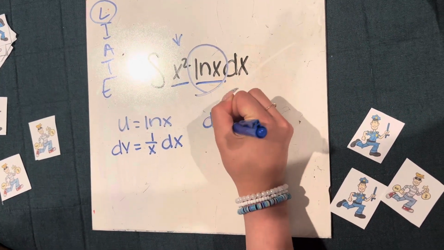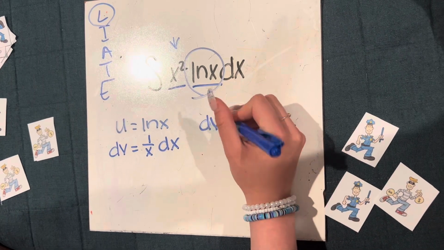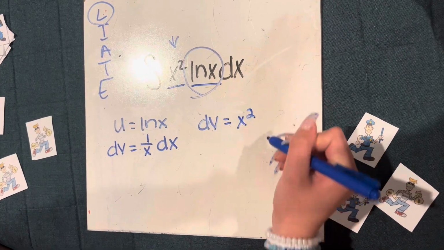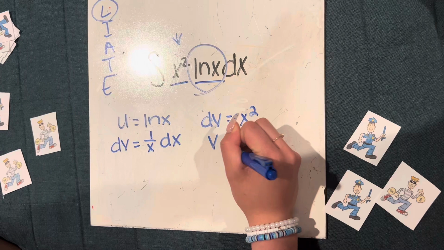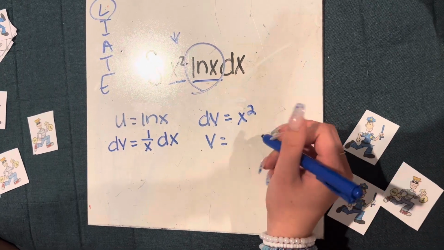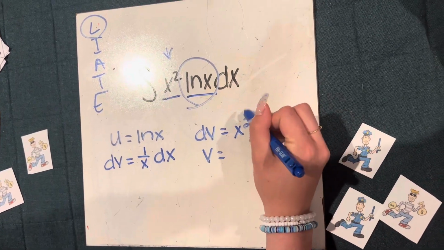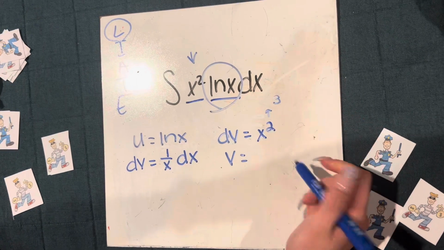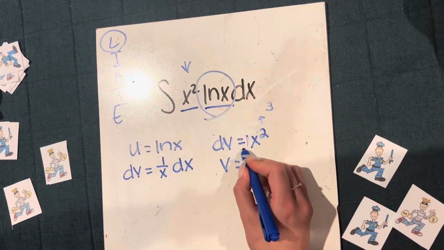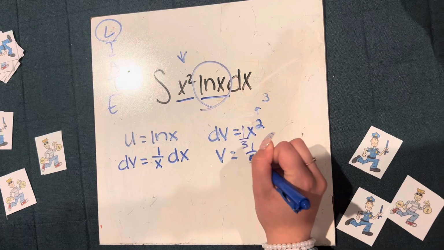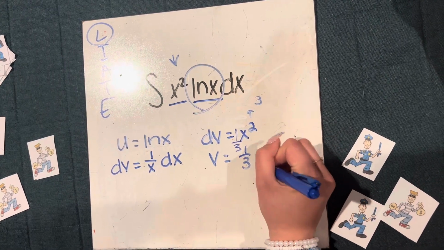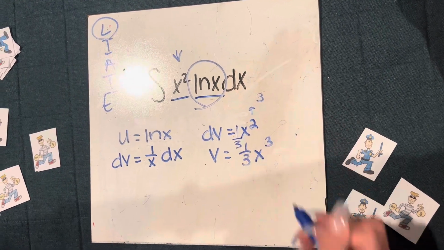So we're going to make them dv already because they're the bad guys. They're going to be x squared. So then we're going to take the antiderivative to make them good and separated, which means we're going to raise this up by 1 and make it a 3. And then the 1 that's here is going to be divided by 3. So our antiderivative is going to be 1/3 x cubed.